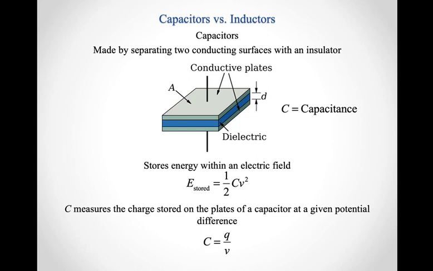The capacitor and the inductor, on the other hand, their purpose is to store energy. So both of them have the same basic function. They simply choose to do it in different ways. So a capacitor stores energy within an electric field. An inductor stores energy within a magnetic field.